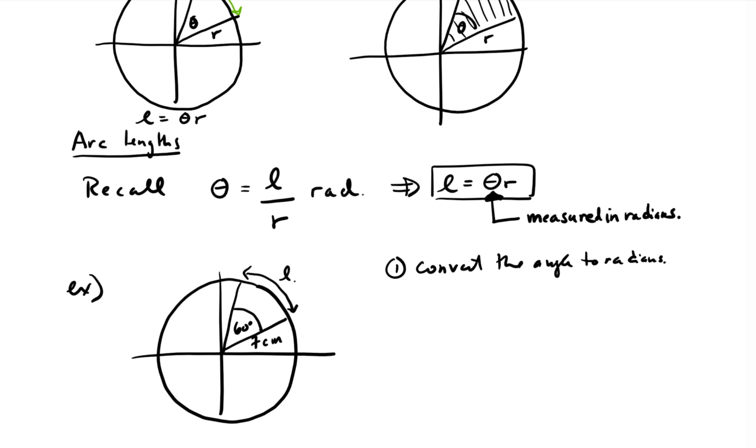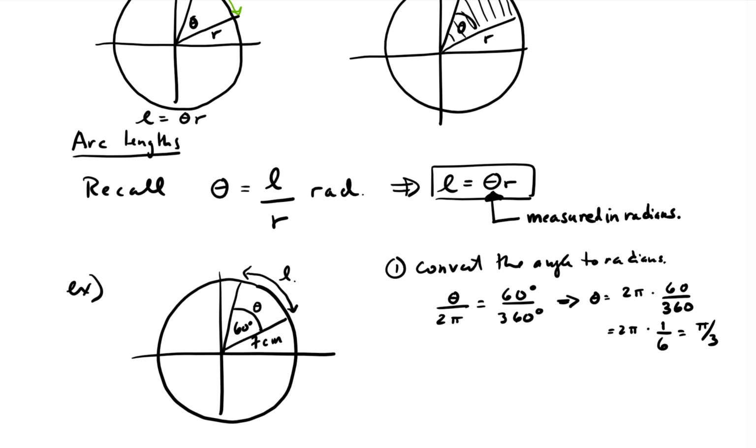How do I do that? Well, the angle I'm looking for, let's call it theta. Theta over 2 pi is in the same ratio as 60 degrees over 360 degrees. So this implies that theta is 2 pi times 60 over 360. This is the same thing as 6 over 36, which is 1/6. So this is pi over 3 radians.